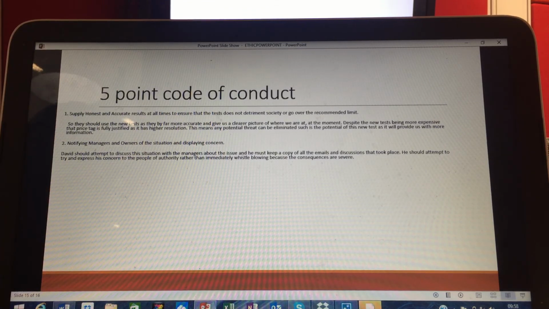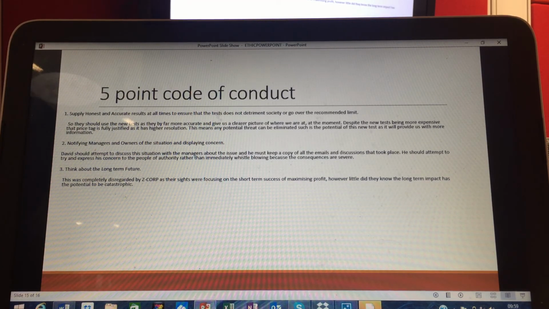Number 2, notifying managers and owners of the situation and displaying concern. David should attempt to discuss this situation with the managers about the issue, and he must keep a copy of all the emails and discussion that took place. He should try to express his concern to the people of authority rather than immediately blow the whistle because the consequences are severe.